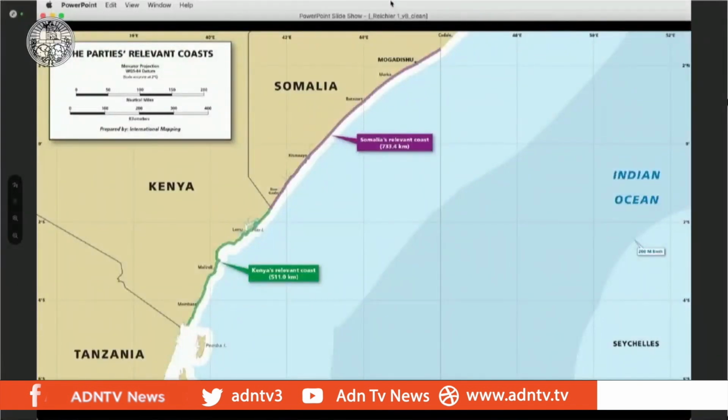The parties are in agreement in their definition of the relevant coast for purposes of this delimitation. They agree that Somalia's relevant coast extends from just north of Mogadishu southwestward to the land border with Kenya, a distance of some 733 kilometers, as shown on this slide, and at tab 46. Kenya's relevant coast runs in the same direction, to the southwest, from the border with Somalia for a distance of approximately 511 kilometers until it reaches the border with Tanzania.